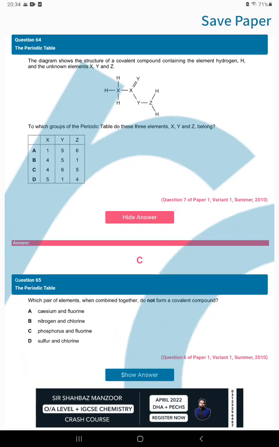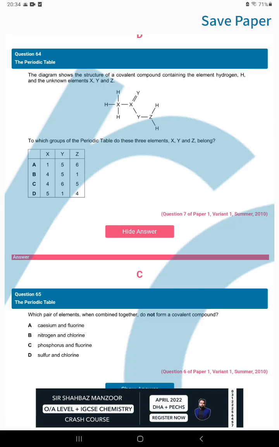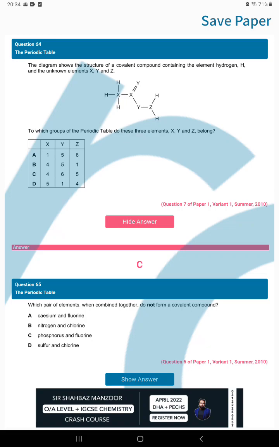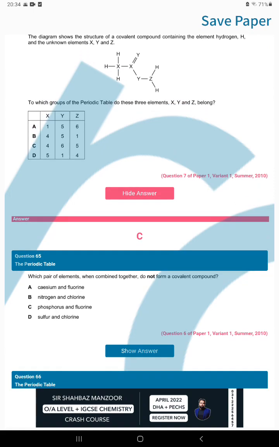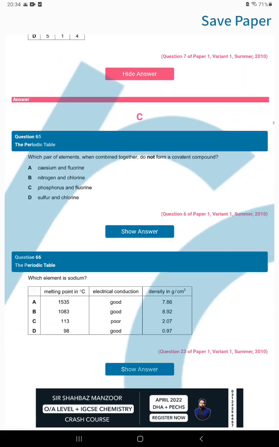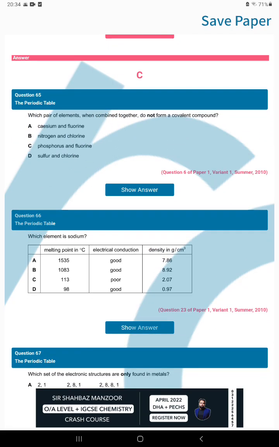Then the diagram shows the structure of the covalent compound containing the element hydrogen and the unknown elements X, Y, and Z. To which group of the periodic table do these three elements X, Y, and Z belong? Okay, so how will we do it? 1, 2, 3, 4, 5. So it is C. 4X, 6Y, and 5Z. 1, 2, 3, 4, 5.